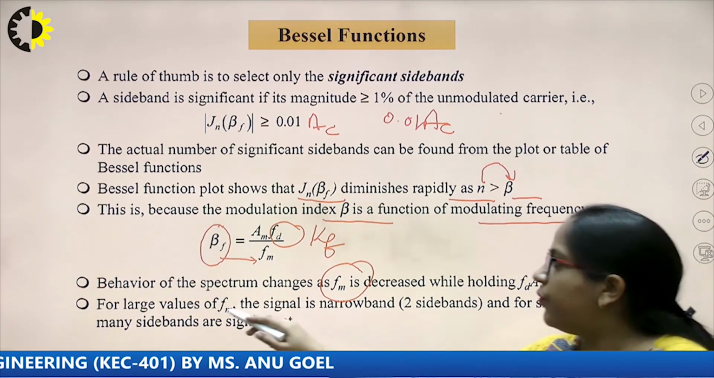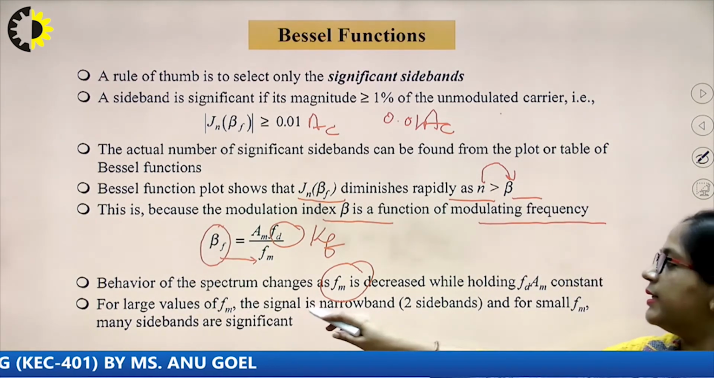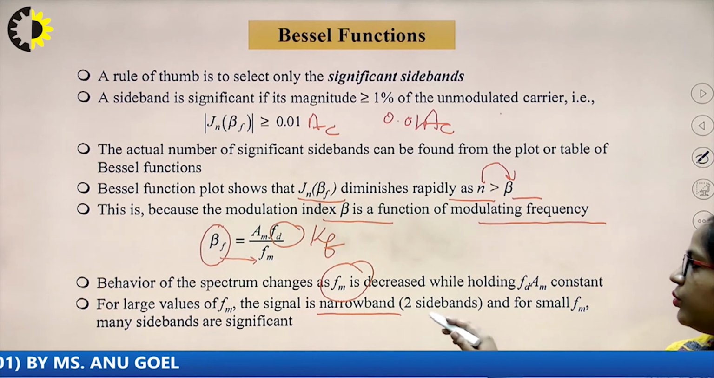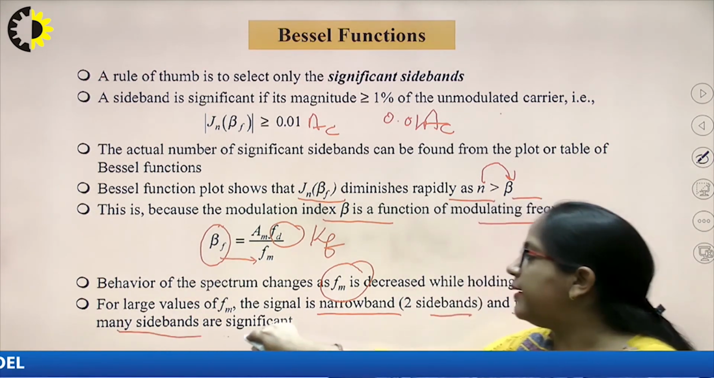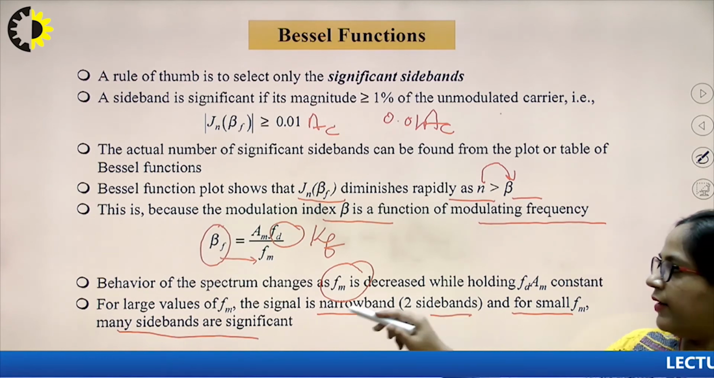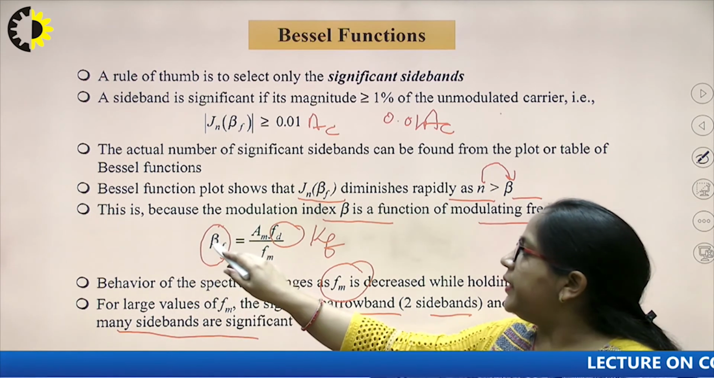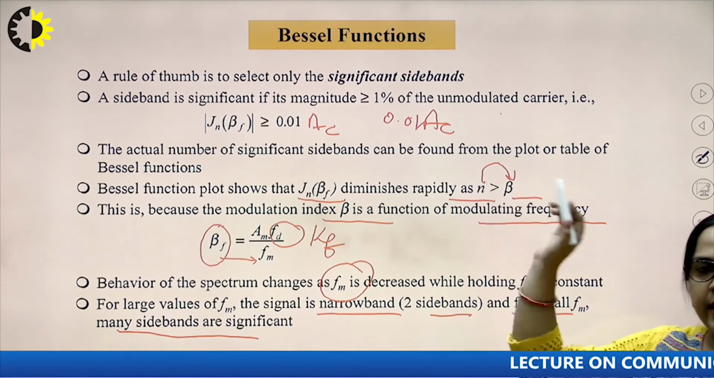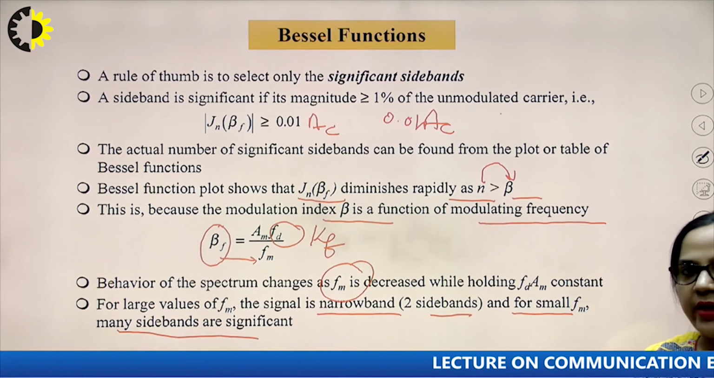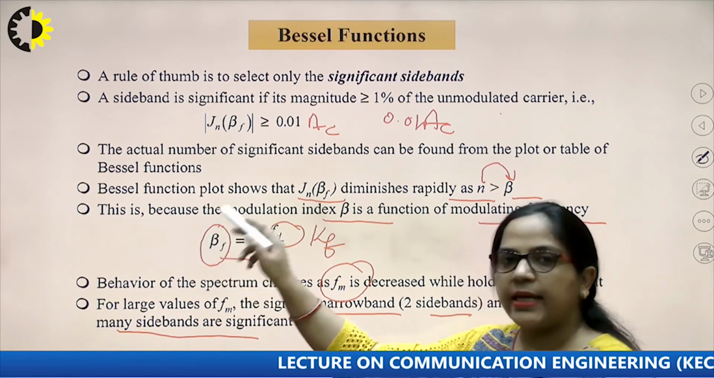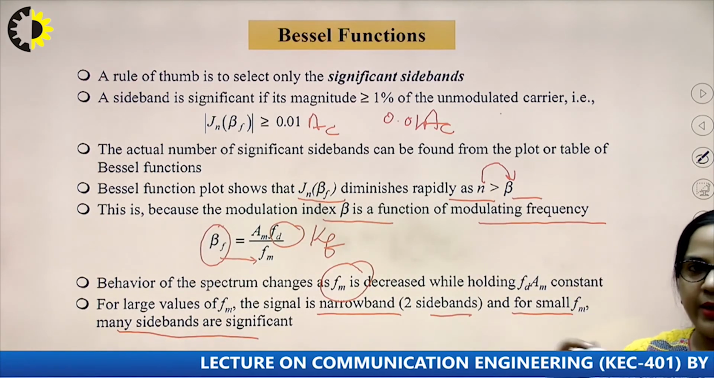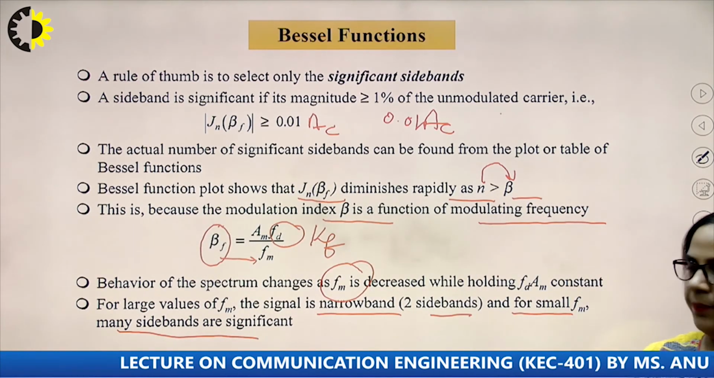For a large value of fm we can say the signal is narrow band, with two sidebands, and for a small value of fm many sidebands are significant. When the value of fm is large, beta will be small, and it will be a case of narrow band FM. When the value of fm is small, beta will be large, and it will be a case of wide band FM signal.